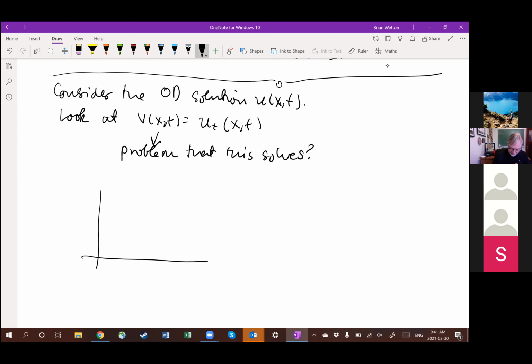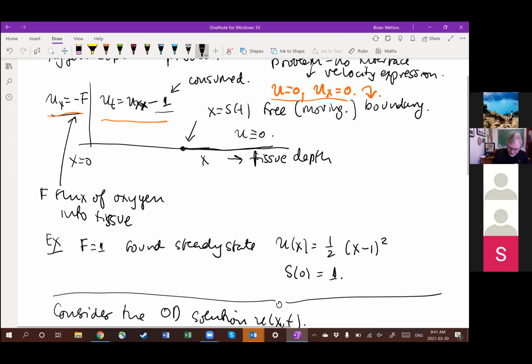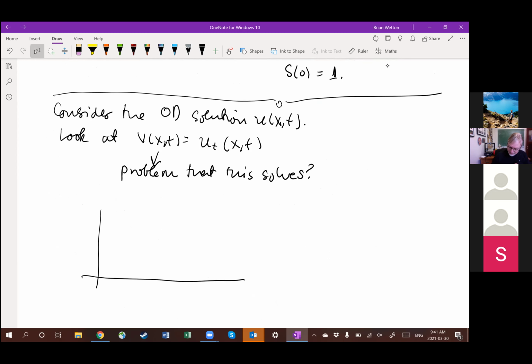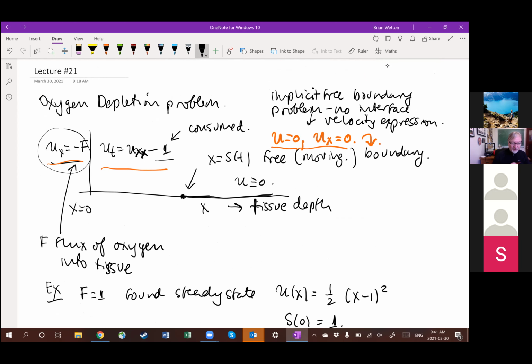Okay, well, let's have a look. I'm going to take f of t to just be a constant. So if I take the time derivative of this thing, right, I'll get v_x is equal to 0.